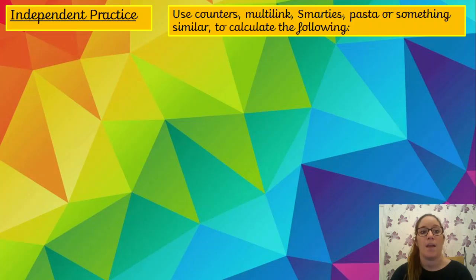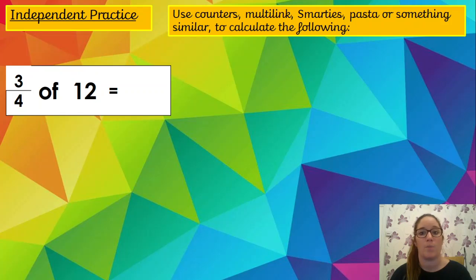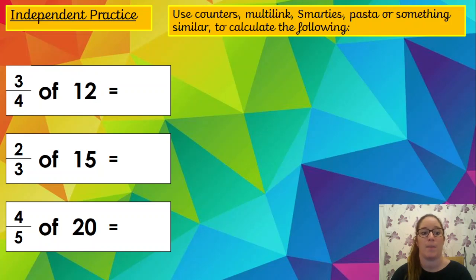Okay, have a go at doing these questions using whatever you're using, whether it's counters, pasta, hairbands, Lego, whatever you like. So you've got 12 as a whole number, so you need 12 counters or pasta. You're going to divide those into 4 groups, and you're going to count 3 of those groups to see how many you have in 3 out of the 4 groups.